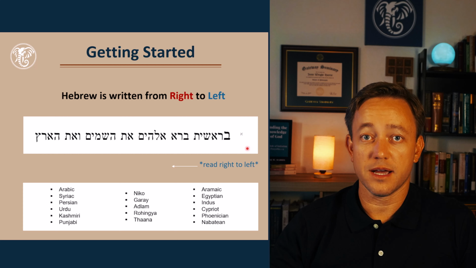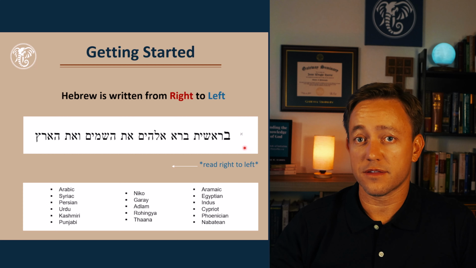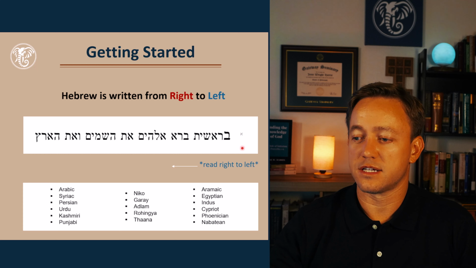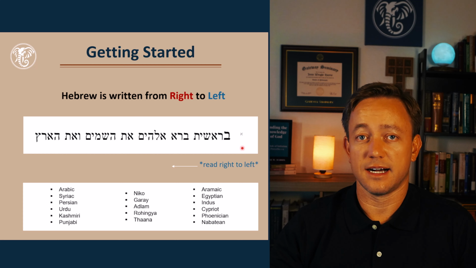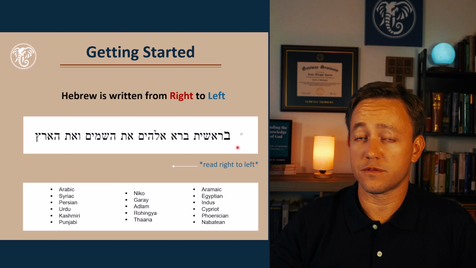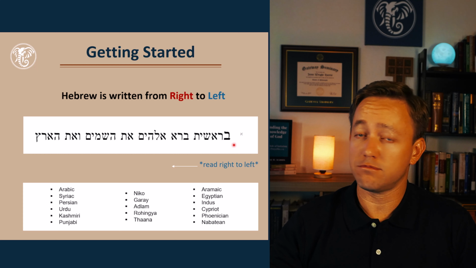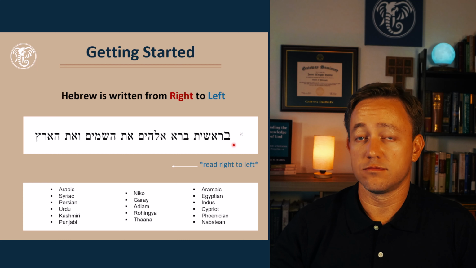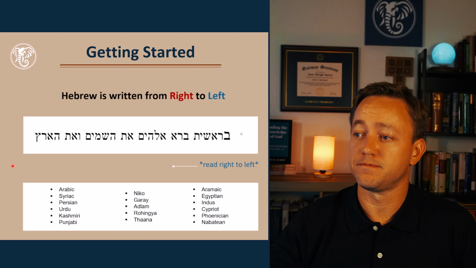And as you might know or be familiar with, there are several other languages out there that are also written from right to left, such as Arabic and Syriac, and a few languages related to Persian. There's also a number from ancient times. However, most languages in the world are not written from right to left. It's somewhat unique in that respect.